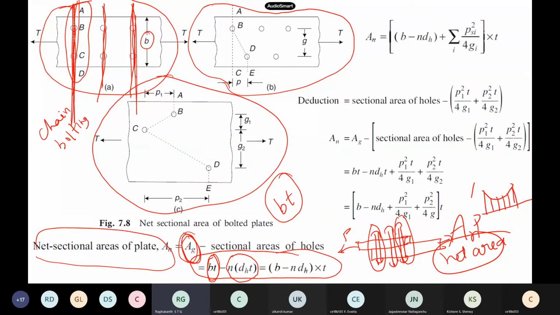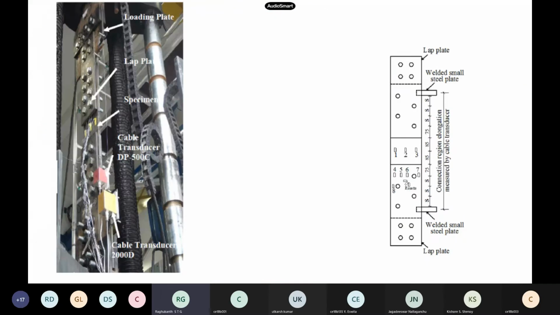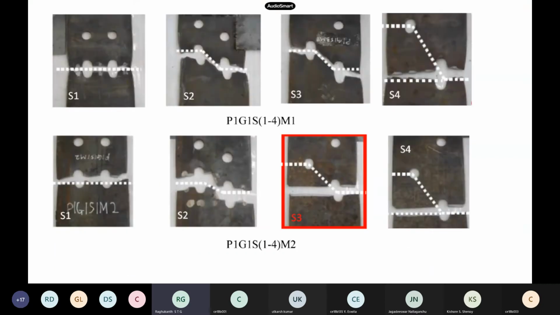I am showing you some tests here. These are all staggered bolts. They have put up staggered bolts and studied how these bolts fail by rupture, what the failure pattern is. This is the chain bolting, the first one. You can see the chain bolts: I have 2 bolts here, 2 bolts here. Now how has it failed? This portion or this portion? It can fail like this, or it can fail like this also.